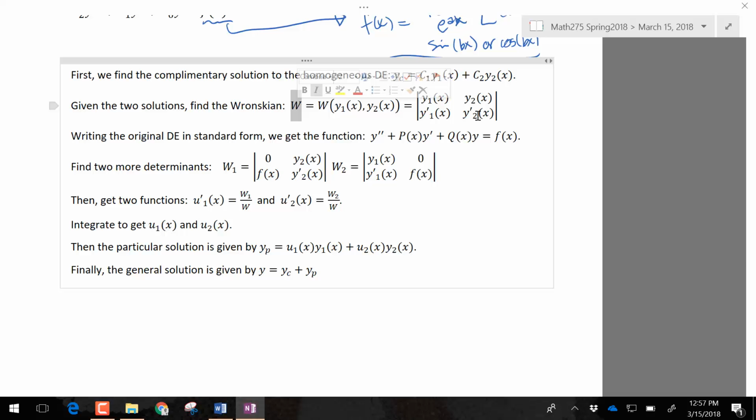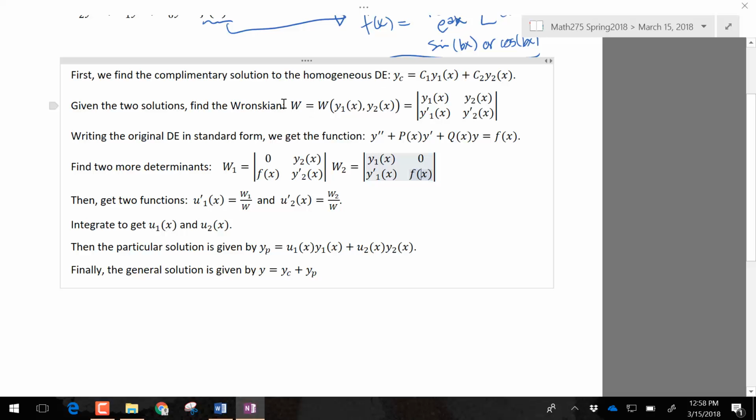And then what we're going to do is make sure that we write the differential equation in standard form, and we're going to identify the right-hand side of that equation, that's f of x. If we had any constants next to the y double prime, then we want to make sure we divide those out. And then we're going to create two more Wronskians, W1 and W2. The two Wronskians will have the components 0, f of x in whatever column we're talking about. So for W1, we'll replace the first column with 0, f of x. For W2, we'll replace the second column with 0, f of x.